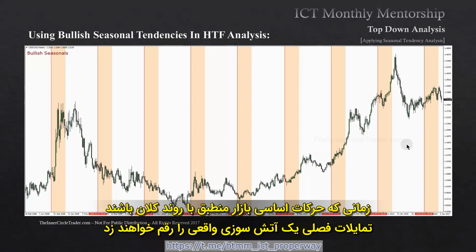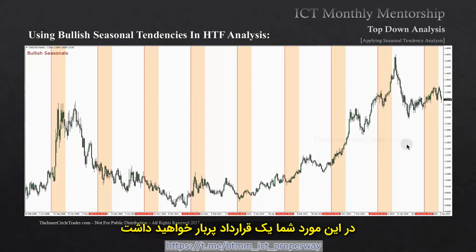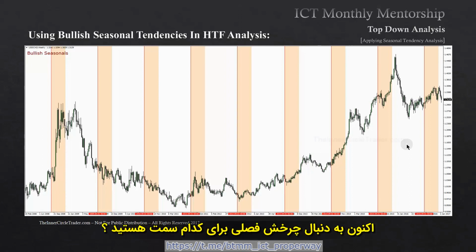Seasonal tendencies are absolutely a barn burner for delivering what you should be doing for each quarter of the year. In this case, you have a loaded deal. If you're looking for a buying opportunity for US CAD, it's between September and getting close to Christmas every single year when the market's predisposed to go higher. What quarterly shift are you going to be looking for now? Looking for longs.